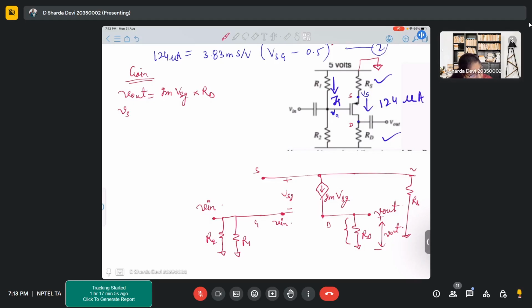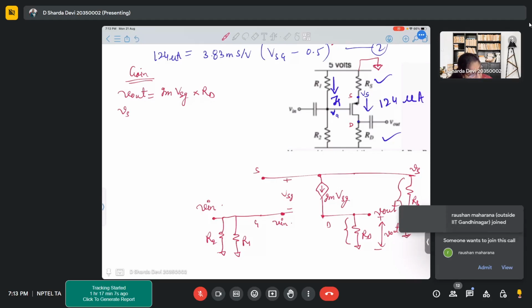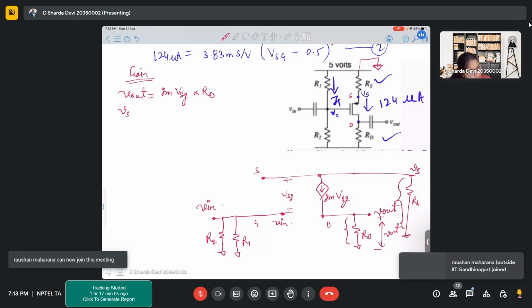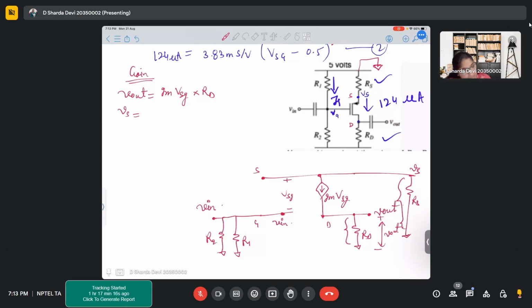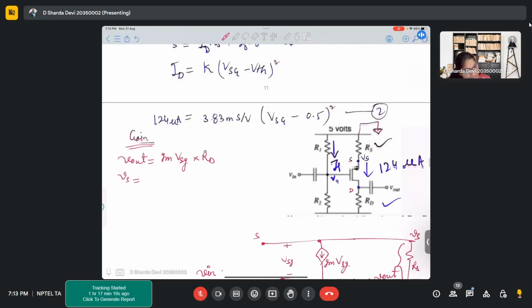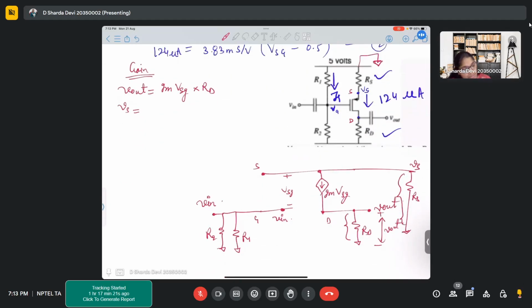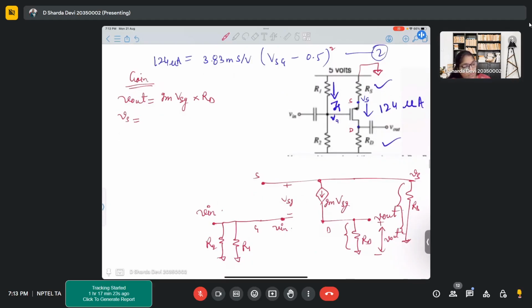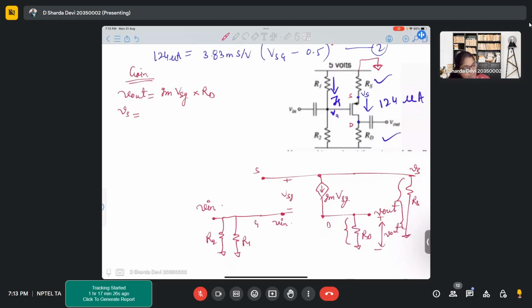This is Vs from this point to ground. So whatever the drop will be across Rs, that will give us Vs. And this current is flowing in this direction. This is the only current that is flowing in this whole path, right? From this ground to the other ground. So I can write it simply, minus, changing the direction, Vsg into Rs will give us Vs.